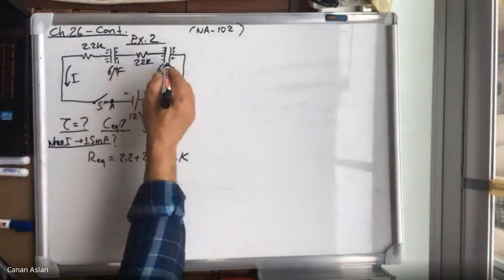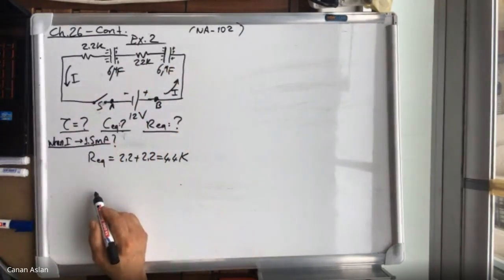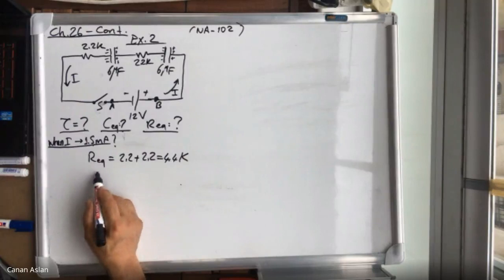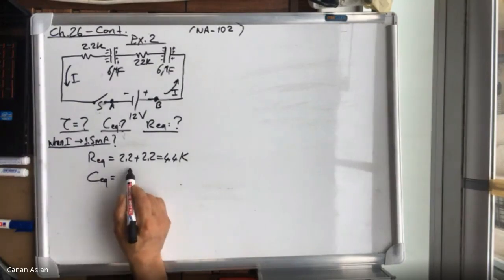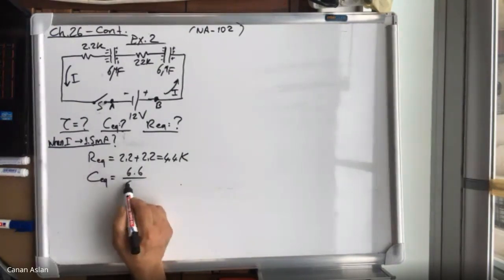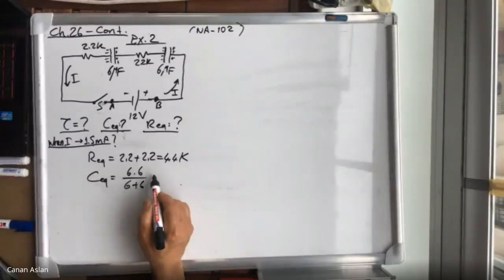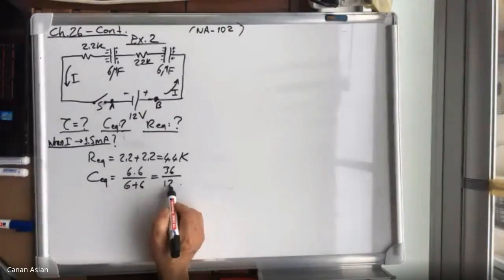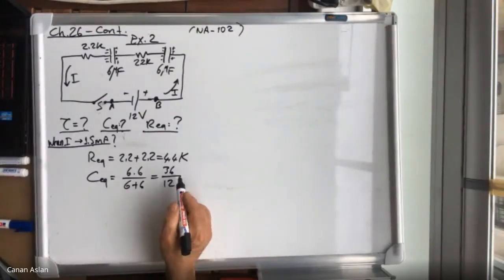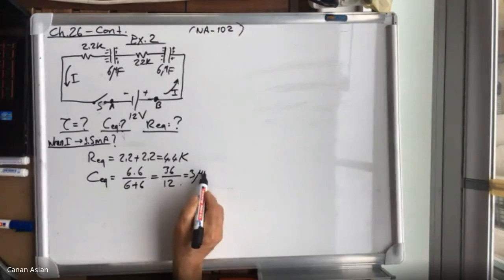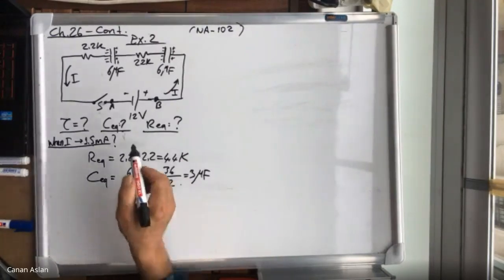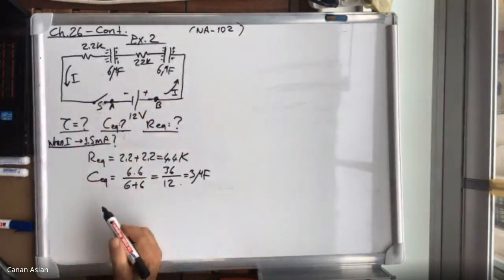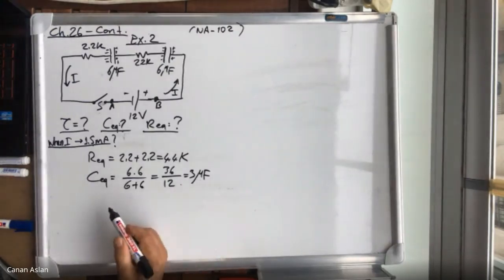But for the capacitors, because they are connected in series, you get the equivalent capacitor by multiplying 6 by 6 and dividing by the sum, right? This is how you do it shortly. It's just 36 divided by 12, and this gives you 3 microfarad. Actually, we should have done this quicker, because if two same capacitors are connected in series, the resulting capacitance is just half of it. So it's just 3 microfarad.